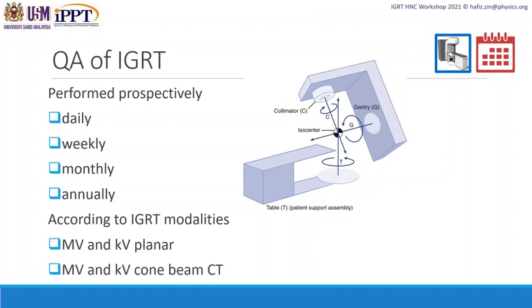The QA for the image-guided radiotherapy aspects can also be scheduled daily, weekly, monthly, and annually, according to the modalities available at the clinic. So most centers would have at least the EPID imaging, which is the megavoltage planar imaging. But nowadays, most centers would have the cone beam CT system, which is attached to the gantry, and it can do both planar and also 3D CT imaging.